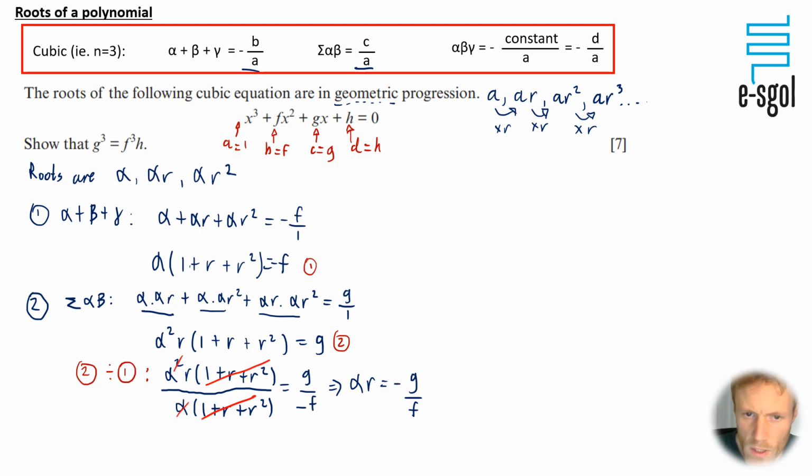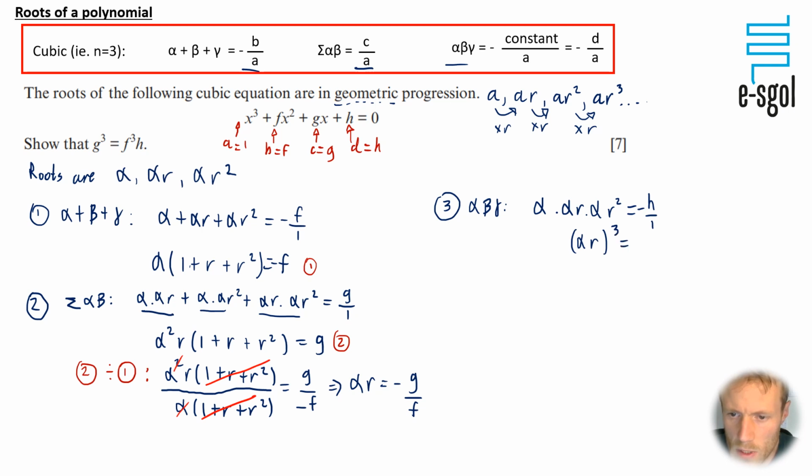The final thing I haven't considered is the product of the roots, so I'll just have a think about that over here. Alpha, beta, gamma. What do we have? Alpha times alpha r times alpha r squared, and that should equal h over 1, minus h over 1, sorry. So this gives us, well, I guess it's alpha r all cubed equals negative h.